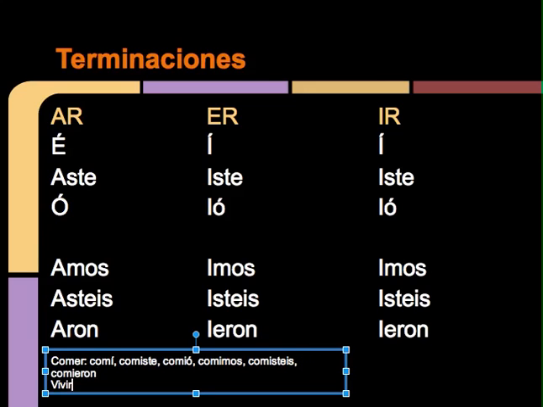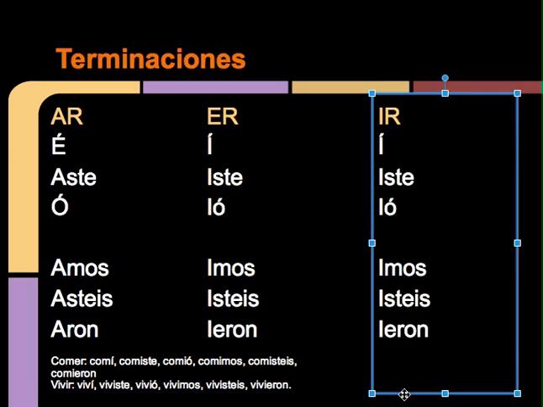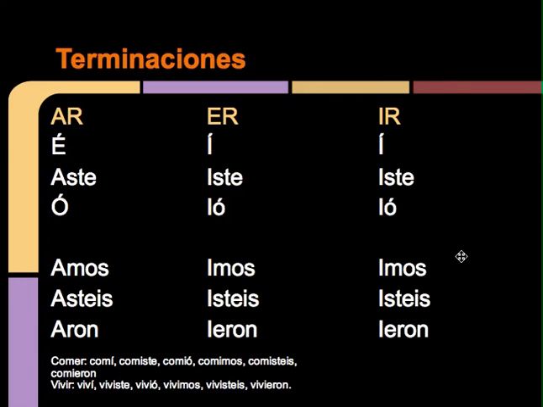Then with vivir, same endings. IR verbs have the same endings. Viví, not vivi, but viví. Viviste, vivió, vivimos, vivisteis, and vivieron. Important to remember, these are the endings. AR: é, aste, ó, amos, asteis, aron. Then ER and IR: í, iste, ió, imos, isteis, ieron.